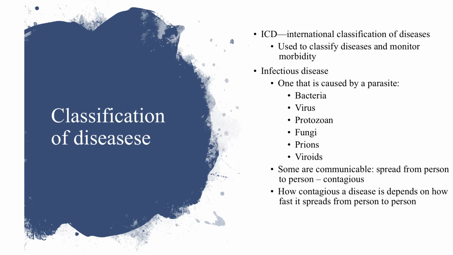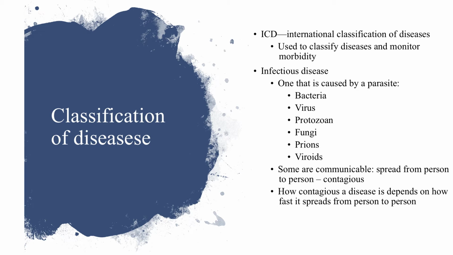An infectious disease doesn't necessarily have to be contagious. It's a disease that is caused by an infecting antigen or parasite, such as a bacteria, a virus, a protozoan, a fungi, prions, or viroids. And viroids have only recently been discovered. Prions are implicated in what we call Creutzfeldt-Jakob disease, or you may have heard of mad cow disease. Protozoans, if you've heard of any, it's probably the brain-eating amoeba.